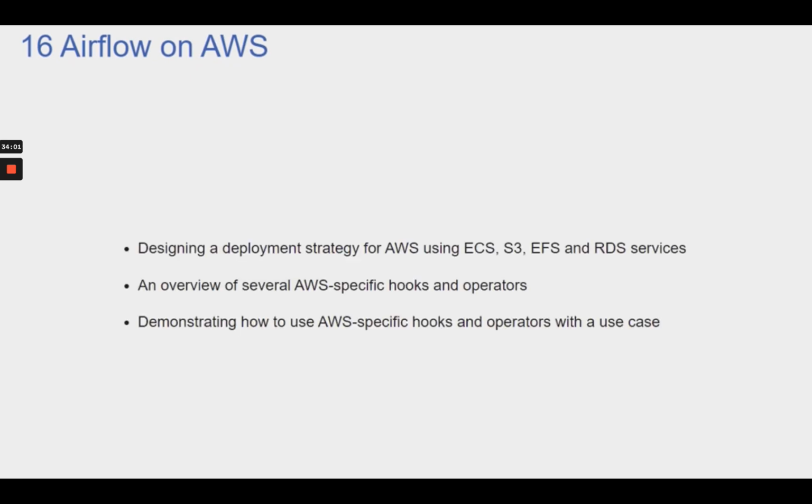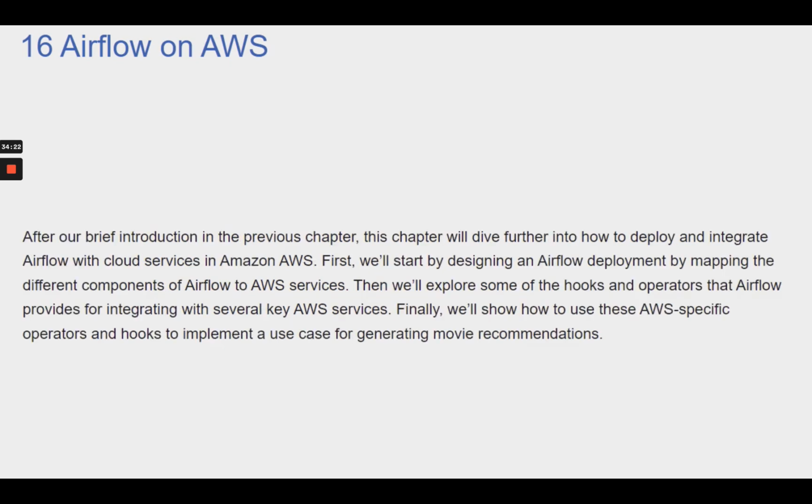Chapter 16. Airflow on AWS. This chapter covers designing a deployment strategy for AWS using ECS, S3, EFS, and RDS services. An overview of several AWS-specific hooks and operators. Demonstrating how to use AWS-specific hooks and operators with a use case.